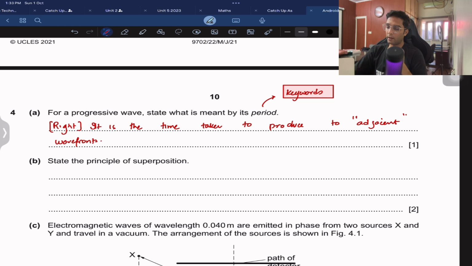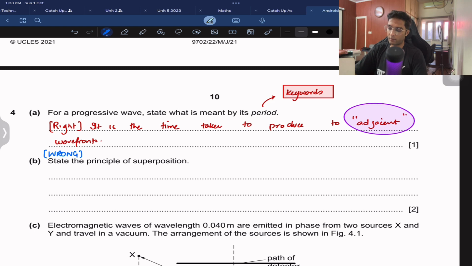Now I have basically written what is a period. You can also change the language, like you can say it is the time between the 2 adjacent time periods, the wavefronts. But the thing is that in this one, this word is the keyword that I've highlighted, because a lot of people, when they write a wrong answer, would not write this keyword and get it wrong.